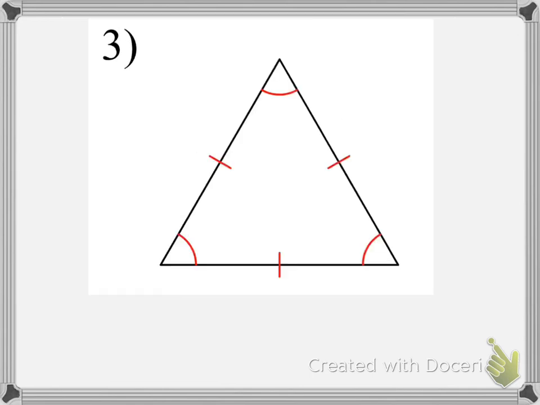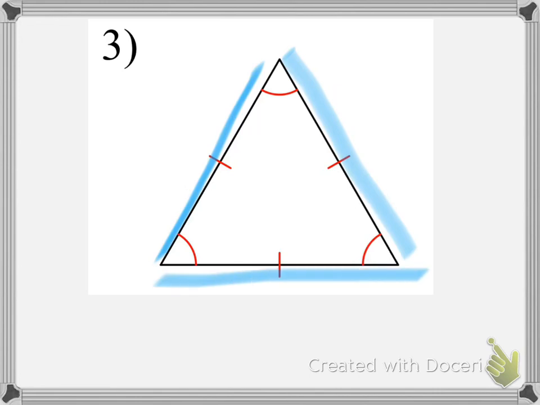All right, so here, number 3, once again, if we're looking at the sides here, so we have one tally, we have one tally, and we have one tally. So meaning that all three sides are going to be congruent, and so we know that if all three sides are congruent, this is what we call an equilateral.